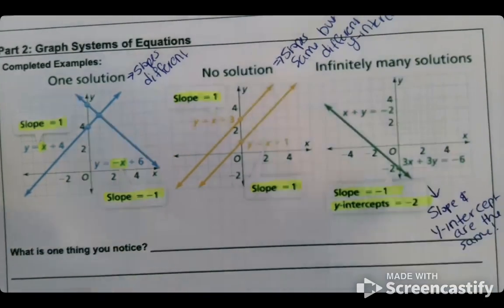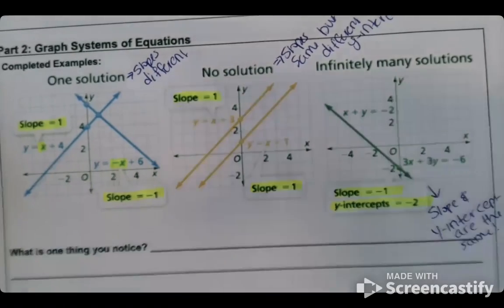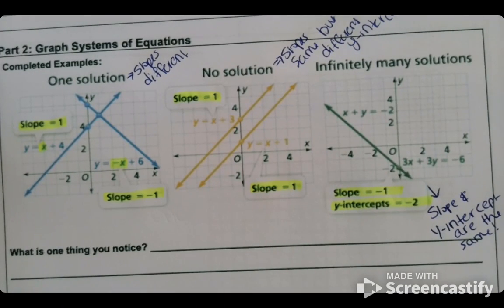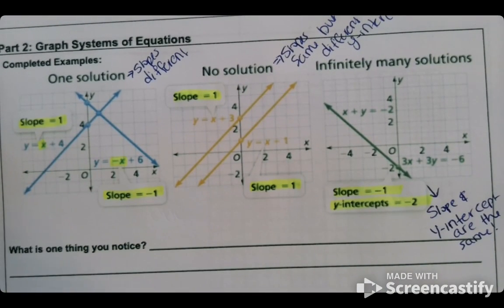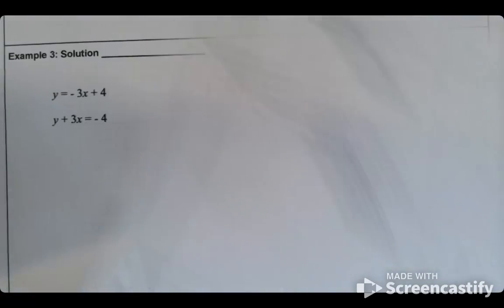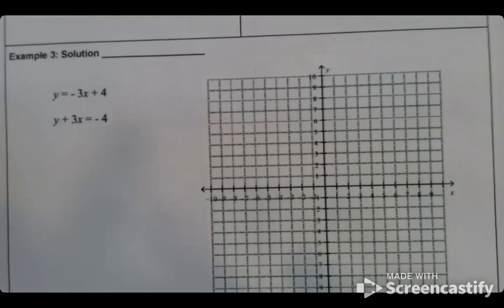Again, what I want to help you understand, and give you a heads up, is that sometimes you won't need to plot the graphs to know what the solution is. Obviously, if it's one solution, they want to know where they intersect, so you probably will. But if they're just looking for how many solutions this has, you don't always necessarily need to plot it. So we're going to look at this first one.